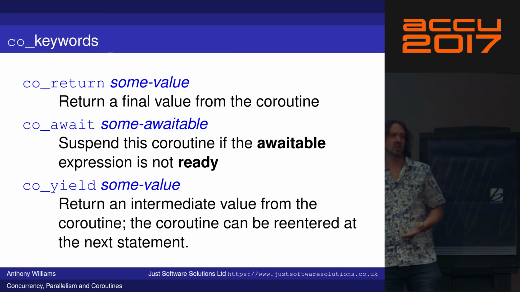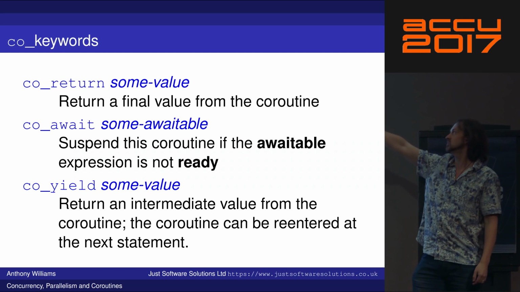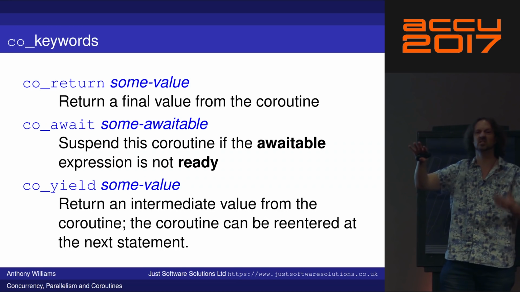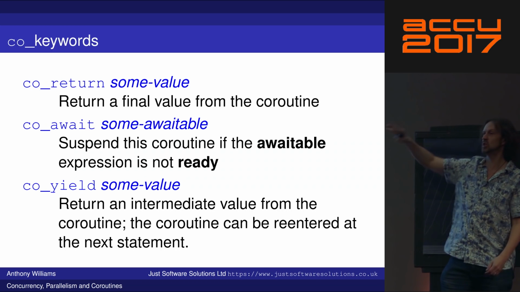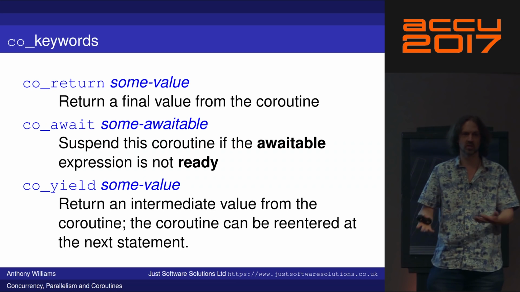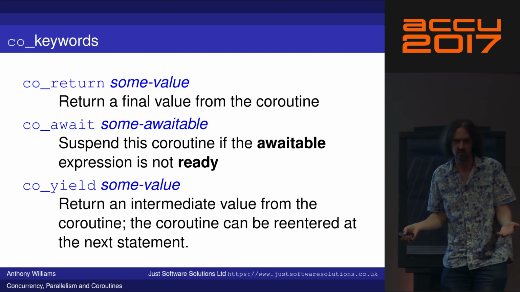So the expressions: co-await, and let's start with co-return. The simplest coroutine is just a function that contains a co-return statement. It co-returns some value, and that returns a final value to the caller of the coroutine, just like a normal return statement.